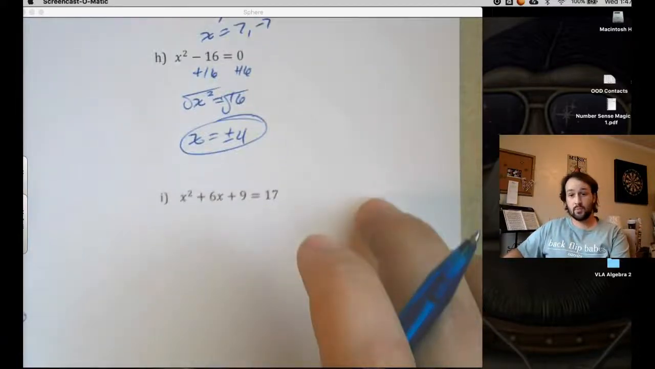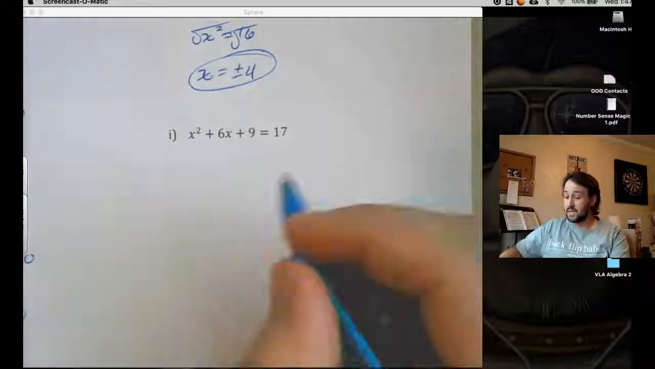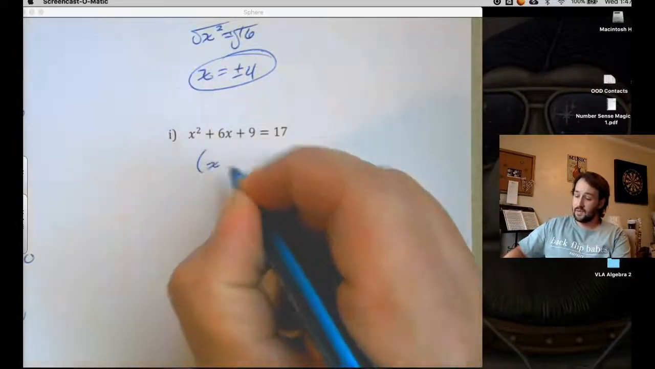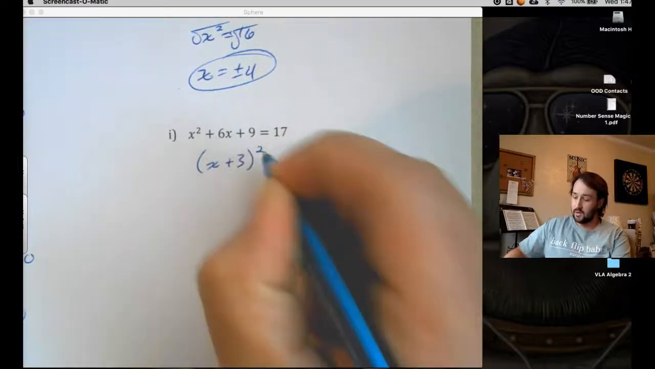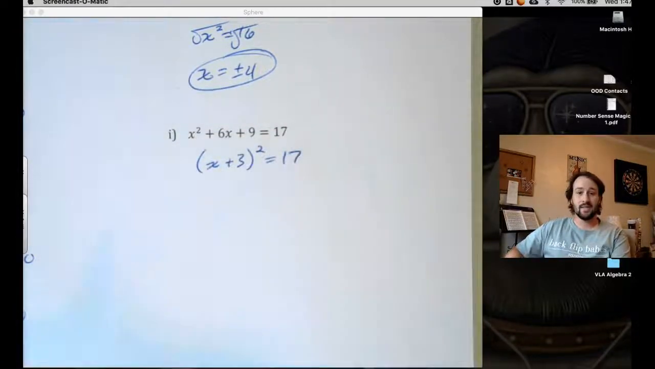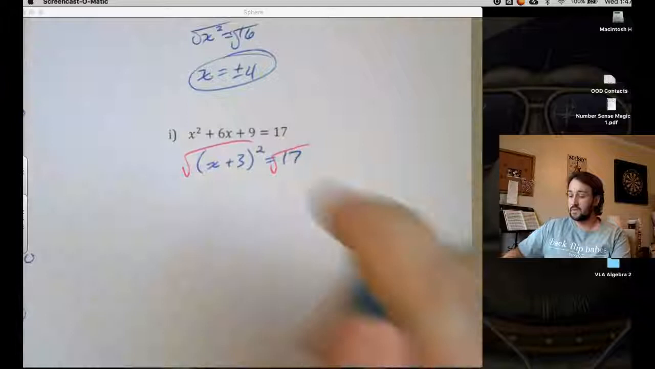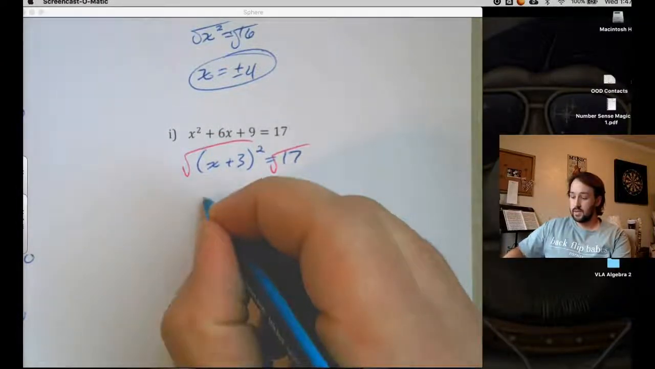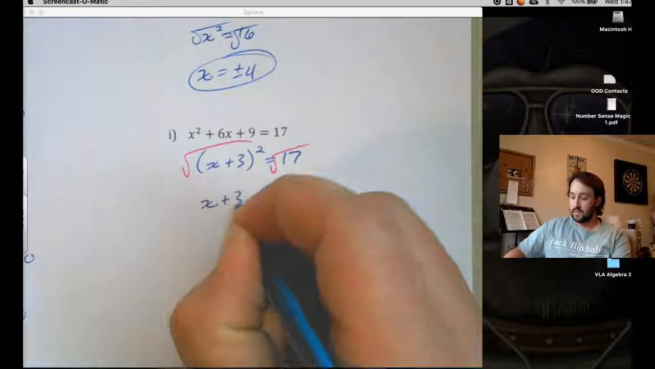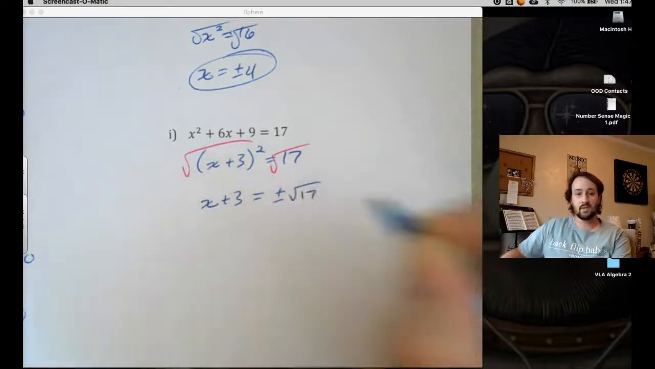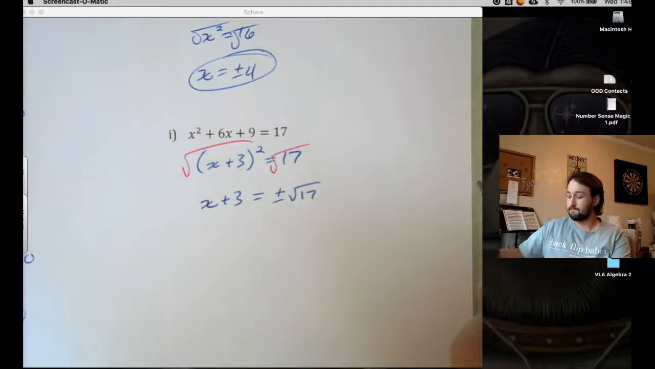However, here's one that's pretty cool. Because this is a perfect square factor, we can factor it as x plus 3 squared equals 17. This is going to save us a ton of time. Because what we can do at this point is take the square root of both sides so that x plus 3 squared is now just x plus 3, and I have equal to plus or minus, I don't know what the square root of 17 is, so I'm just going to leave it as square root of 17.